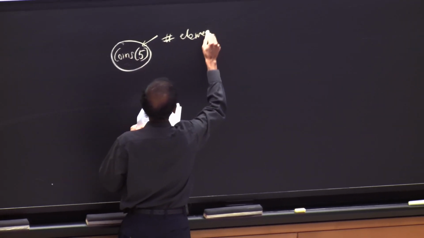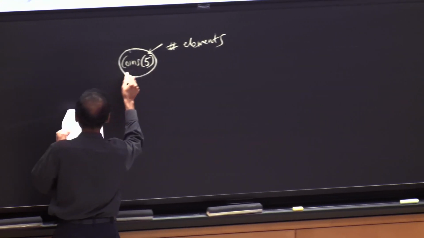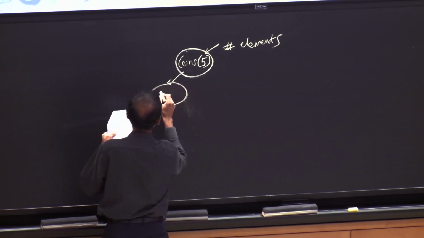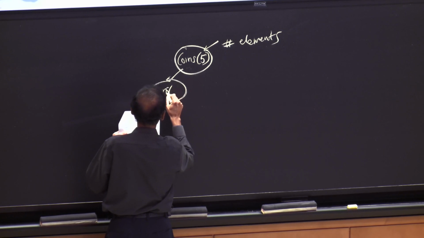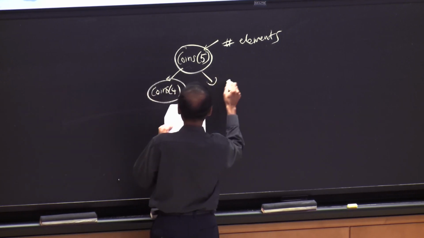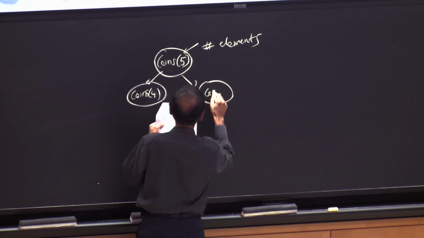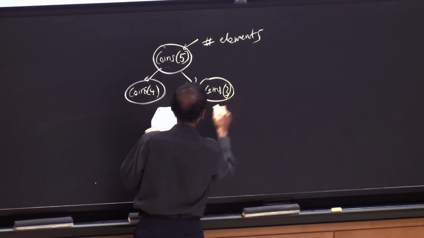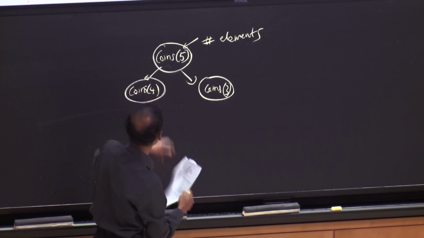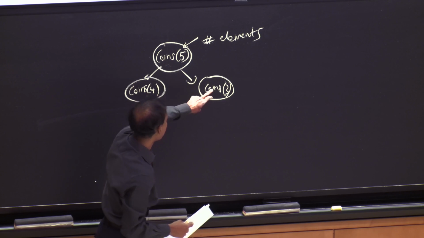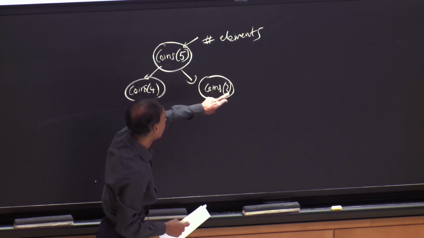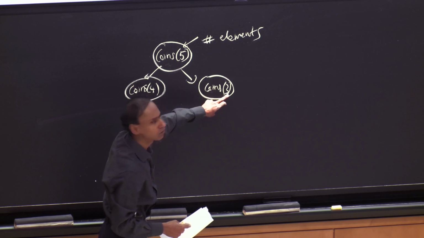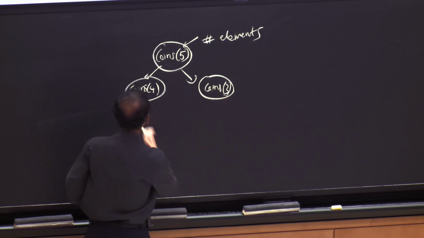So let me just say, if I had coins with 5 elements, then I'm going to call coins 4, and I'm going to call coins 3. Here I skipped the first one. Here I picked the first one, and therefore, I had to skip the second one. So I have 3 here, right? That makes sense.